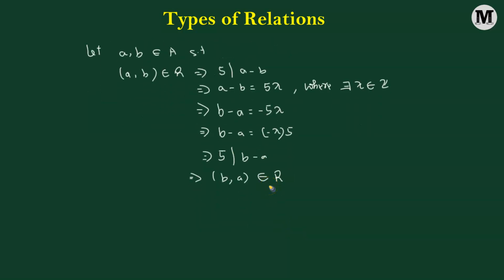So what does it tell us? We started out by considering the ordered pair A comma B belonging to the relation R, and we were able to show that the same ordered pair B comma A also belongs to the relation R. So here we can say that our given relation R is symmetric as well. So this is a symmetric relation.